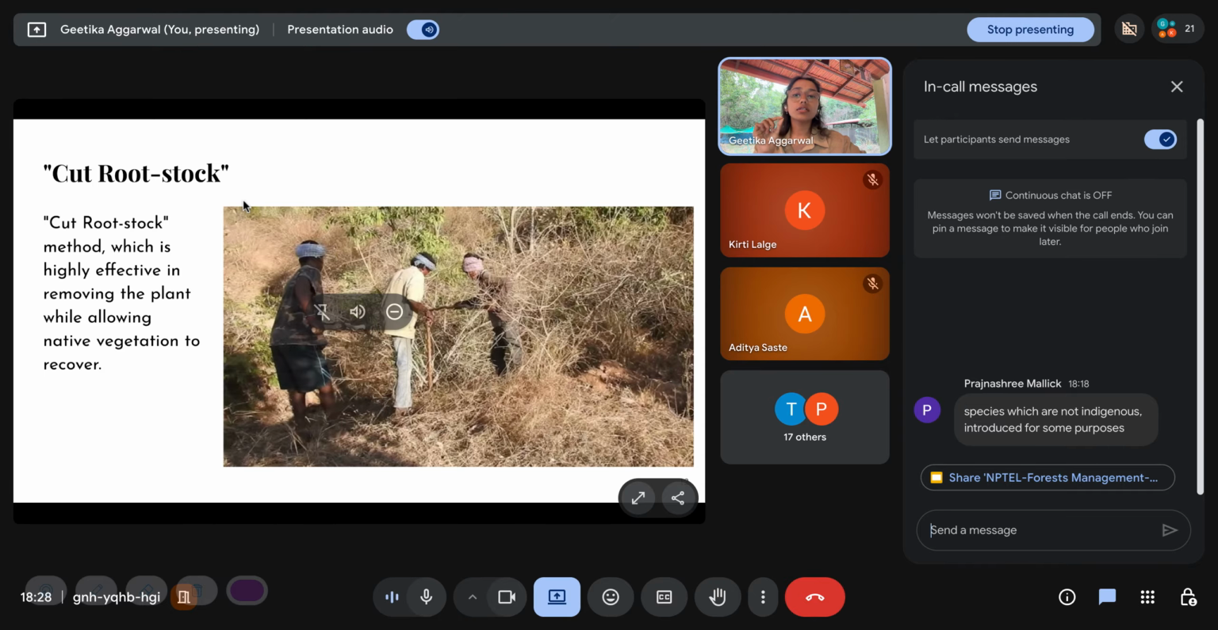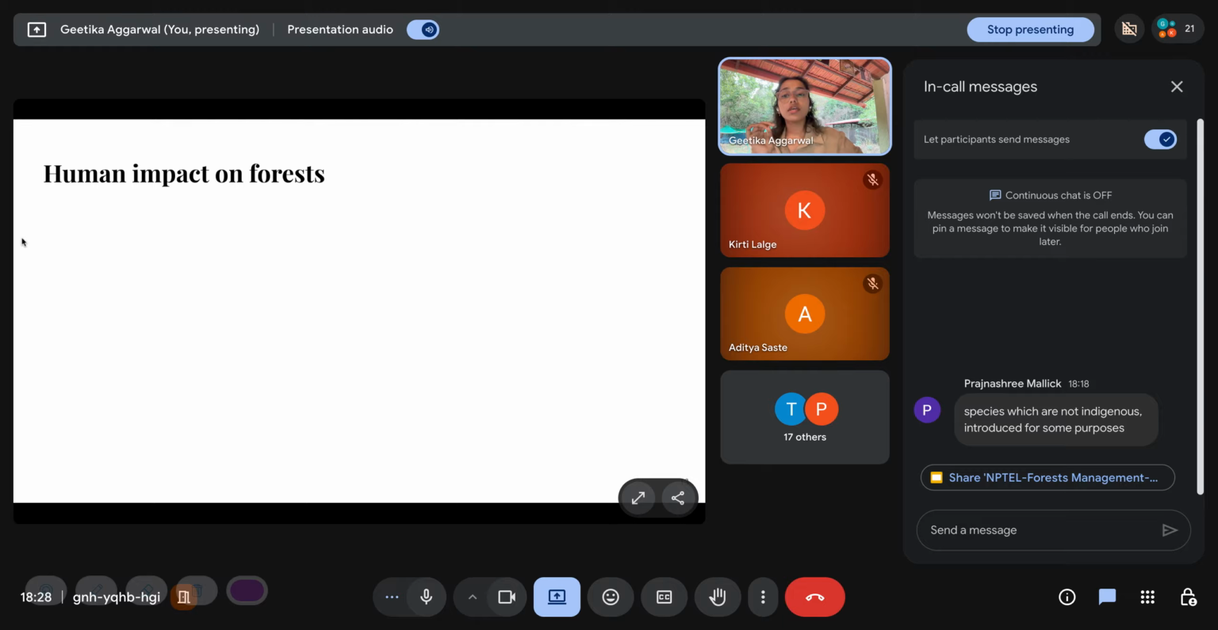So they dig a little bit, and under the ground they make a cut which is 9 to 12 inches in size, so that it does not grow back again. Okay, so this was all about invasive species.